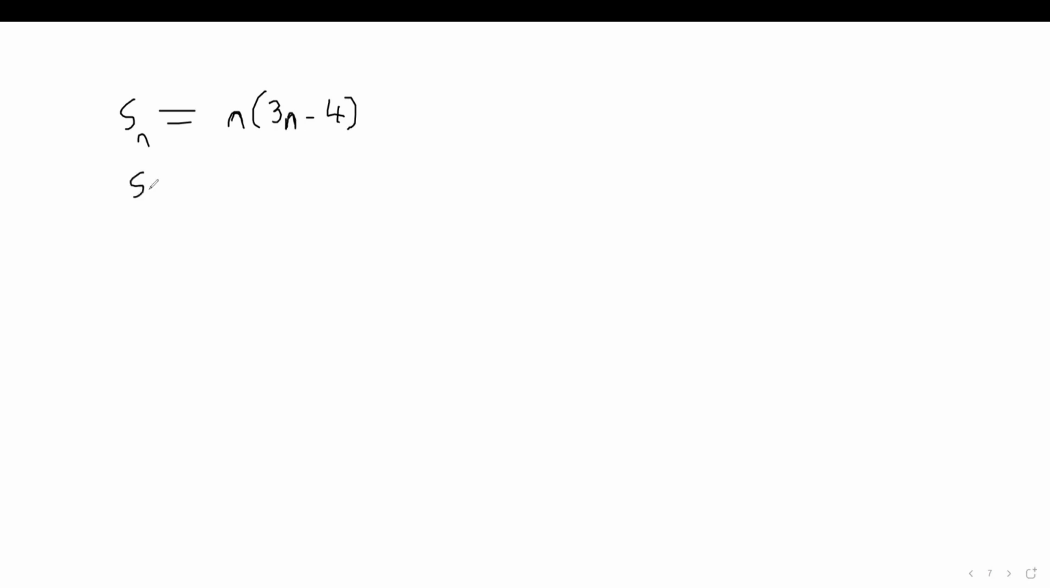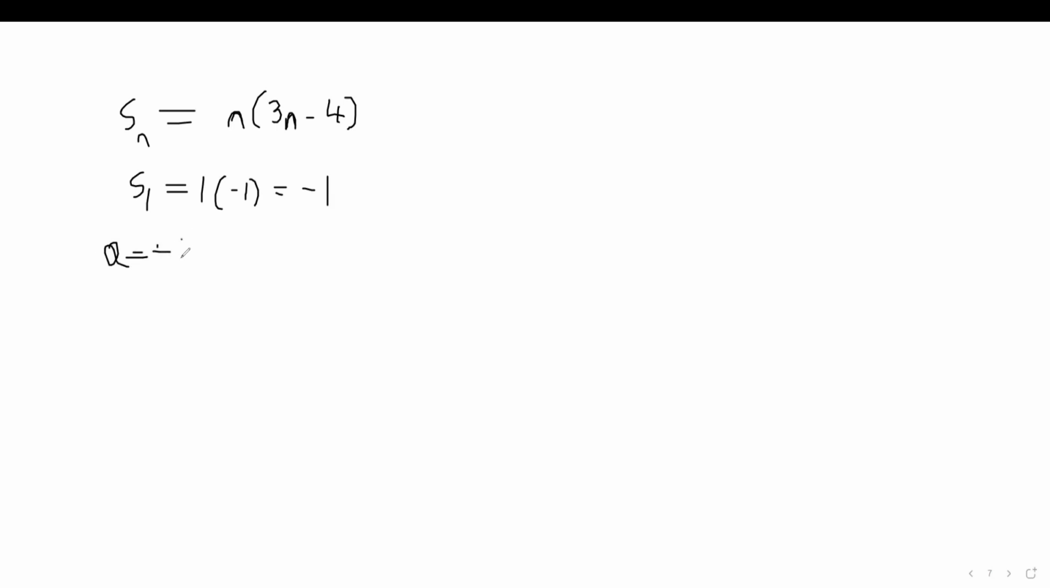So first, we'll plug in n as 1. We get 1 times 3 minus 4, which is negative 1. So S1 is negative 1. So we know the first term A is minus 1.